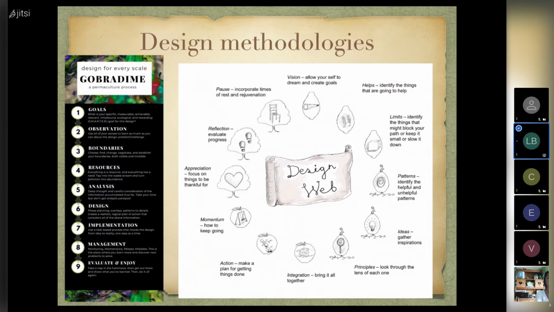Then there's resources. Everything is a resource and everything has a need. Tap into the waste stream and turn pollution into abundance. Next is analysis. Deep thought and careful consideration of the information accumulated thus far.